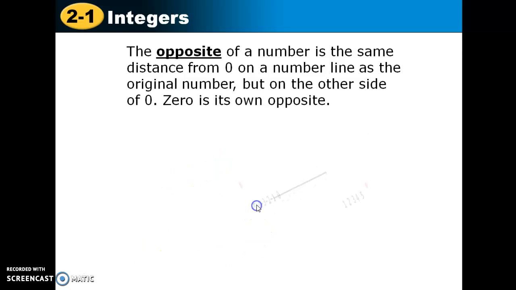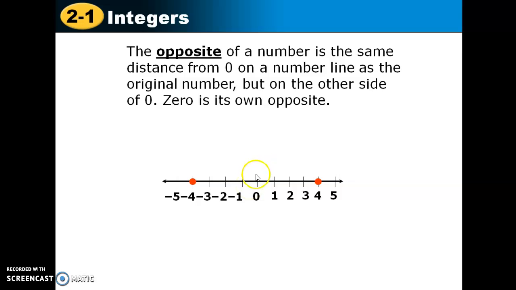0 is special. It's kind of got its own opposite. It's in and of itself, self-contained, if you will. So 0 doesn't really have an opposite. It's just 0. If you look at this number line, you see that -4 is 4 units away from 0, and so is +4. Therefore, they are opposites of each other.